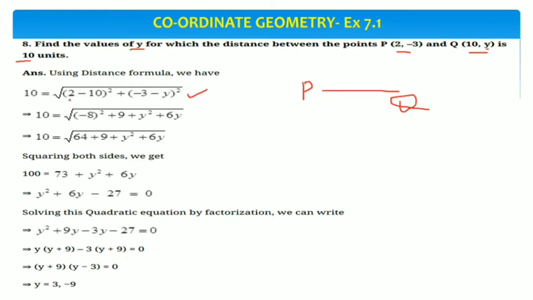Now this is subtracting the x coordinate. This 2 and minus 10 is subtracted and taking the square. Then subtracting this y coordinate. So minus 3 and y is subtracted. So minus 3 minus y whole square. So this is by the distance formula. The length of PQ is there, but it is already given root 10, so we can equate it equal to root 10.